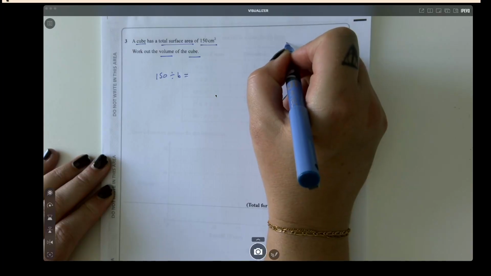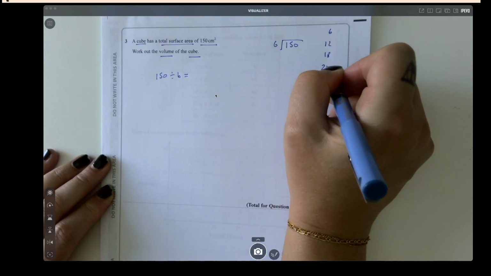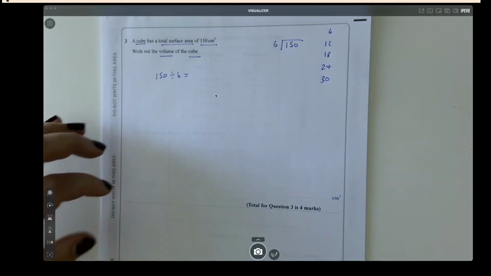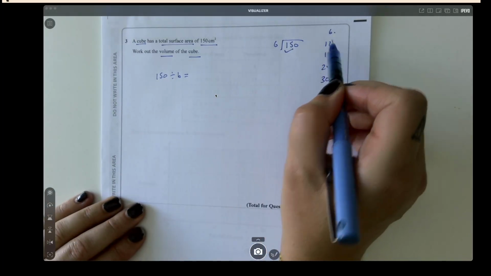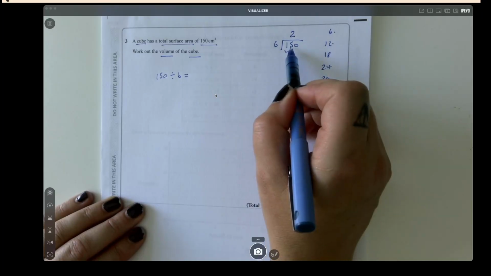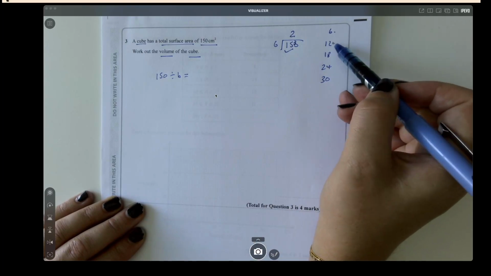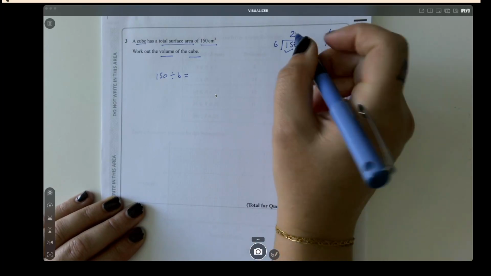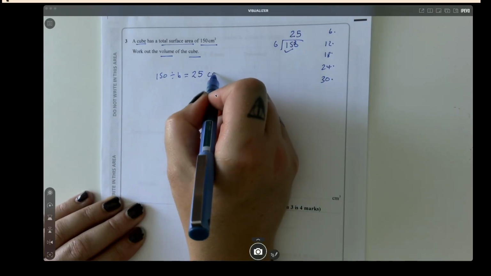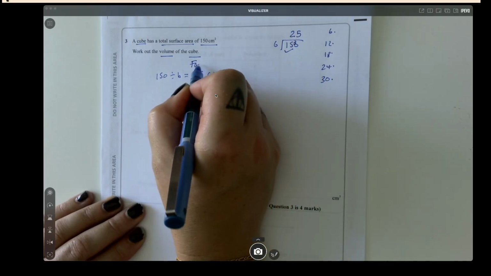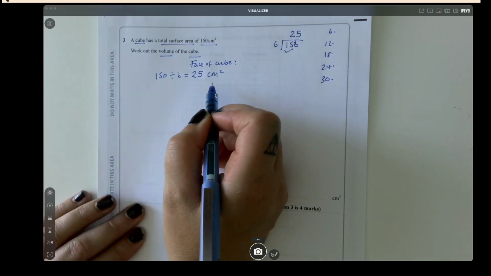So 150 divided by 6. 6, 12, 18, 24, 30. Let's see if that's enough. So 6 is into 15, 1, 2. The remainder to get from 12 to 15 is 3. 6 is into 30, 1, 2, 3, 4, 5. So 150 divided by 6 is 25. So the area of one face of this cube is 25 centimetres squared.